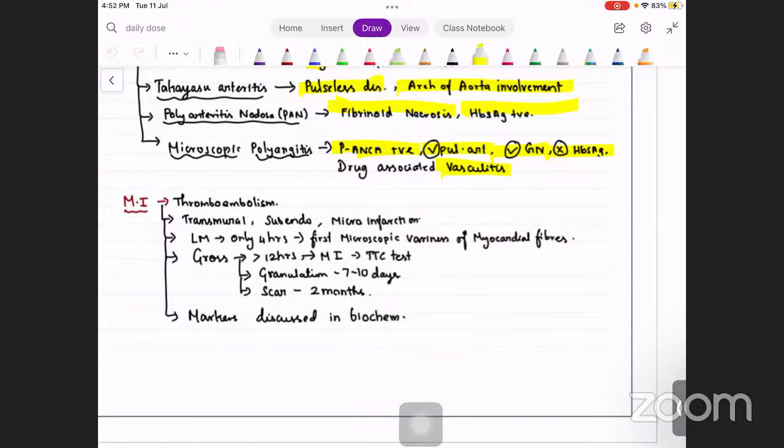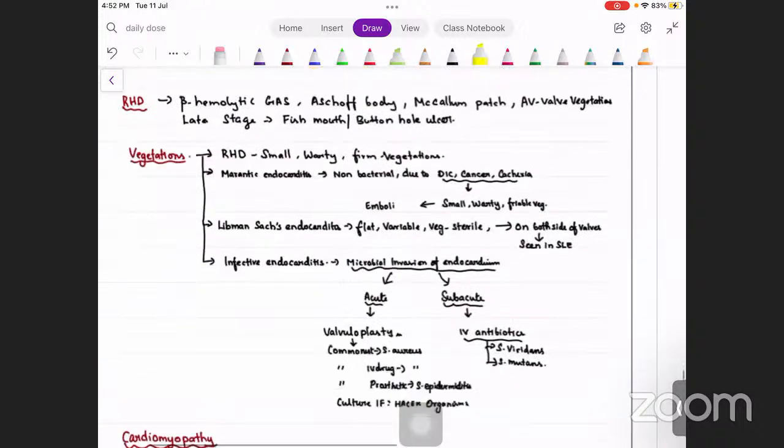Okay, apart from that, myocardial infarction. Speaking about the myocardial infarction, what are the things you may see? In the light microscope, only at 4 hours, you may see the variation in the myocardial fibers. After that, you cannot find it. Then you find the gross examination. For gross, more than 12 hours, you may do the TTC test. Granulation will be seen in 7 to 10 days and scar will be seen by 2 months. Whatever the markers, we discussed that in the biochemistry, so we don't want to mention it here.